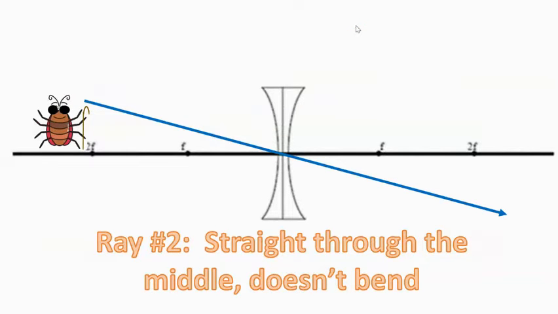Ray number 2 goes through the very center of the lens, and when it goes through the center of the lens, it's not going to be bent up or down. All right, the overall effect of it going through the lens is that it's going to keep on its same course.